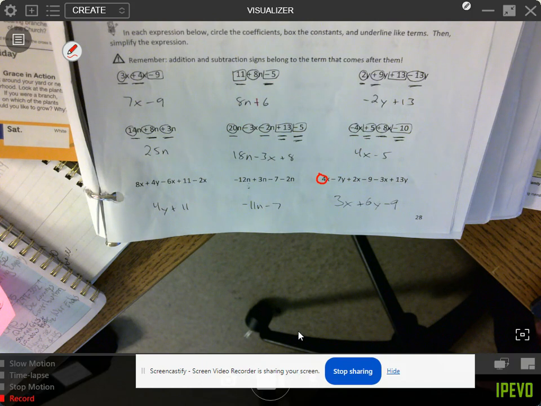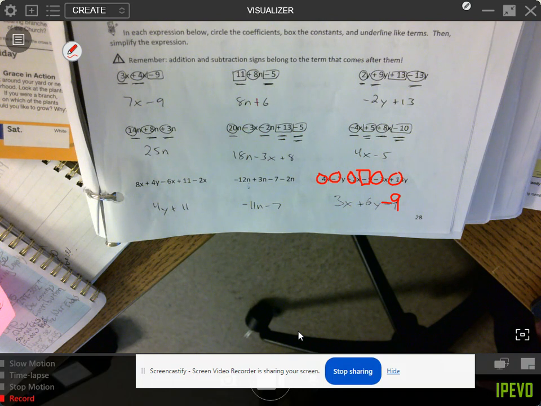We've got the positive 4x, positive 2x, a -3x. We've got a -7y, a positive 13y, and one constant of -9. Since I know there's only one constant of -9, I'm going to put that at the end. Okay? I always put the constants at the end. That's the proper math way. So I put the -9 right away.